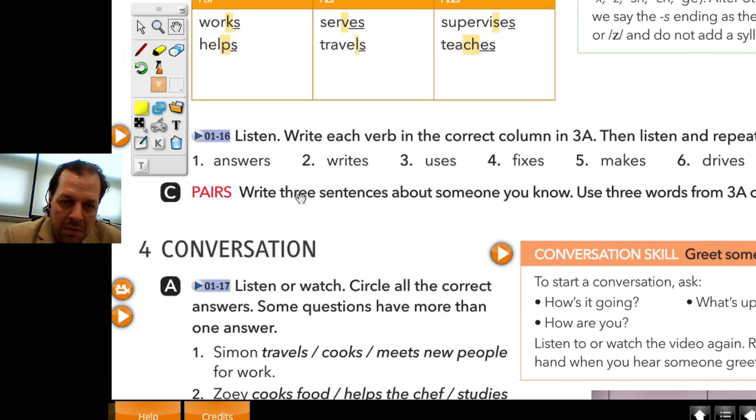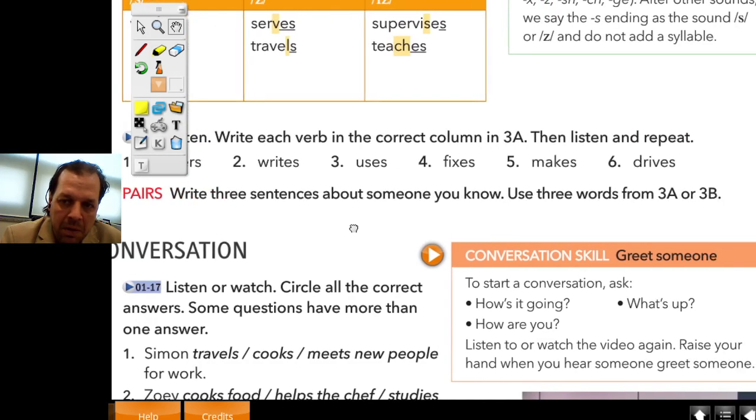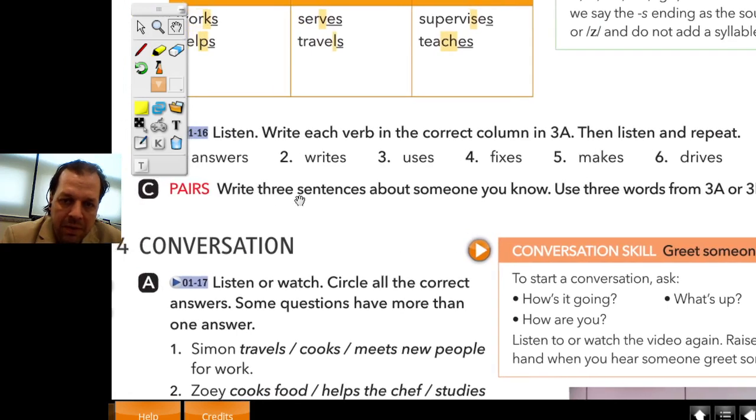We're not going to be working in pairs, but you could write 3 sentences about someone you know using the vocabulary that we've learned.